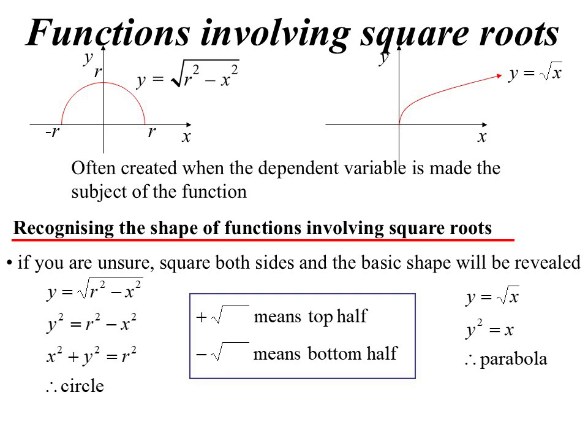Positive square root, it's going to be the top half. Negative square root, it'll be the bottom half. Mind you, if I had made x the subject, it would not be that. If I made x the subject, then the positive square root would be the right-hand side over with the positives, and the negative square root would be on the left-hand side with the negatives. Okay.